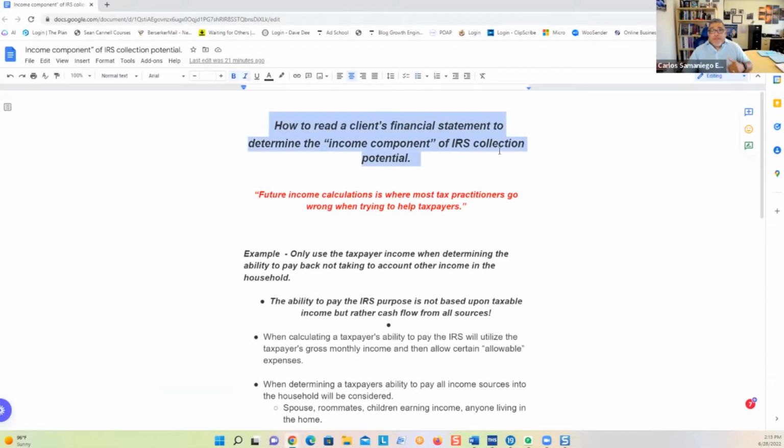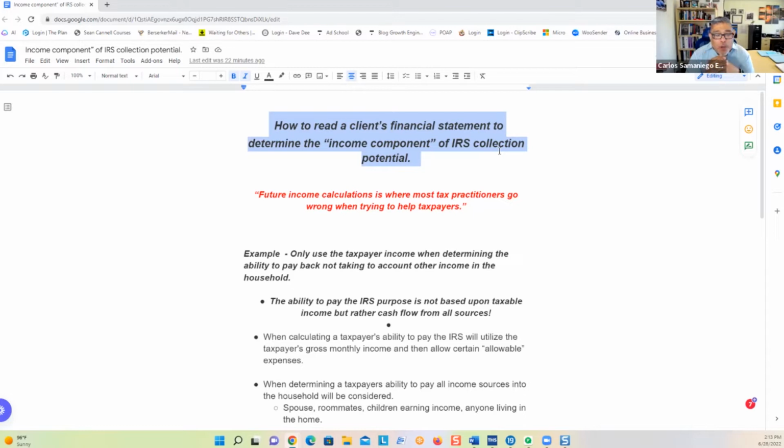Today's call is how to read a financial statement to determine the income potential of the IRS collection potential. This is a really good topic because the income component, when we're determining income, is the basis of your entire case on whether the IRS is going to be able to collect on the client. And you see it in bright, bold red here. The future income calculation is where most tax practitioners actually go completely wrong when trying to help their taxpayers.